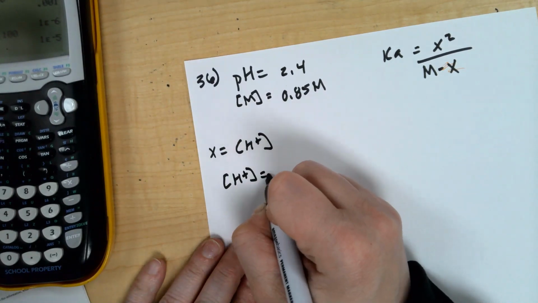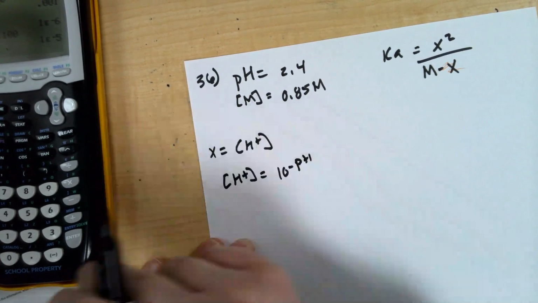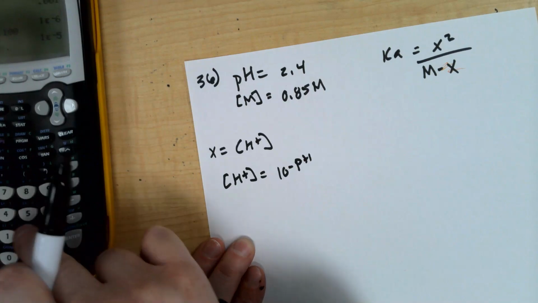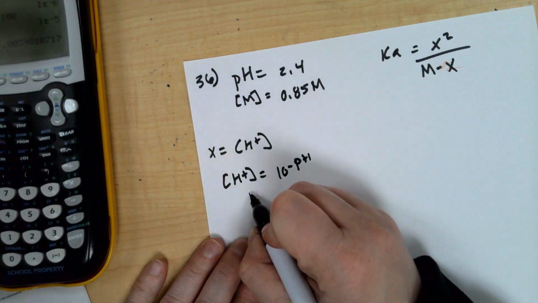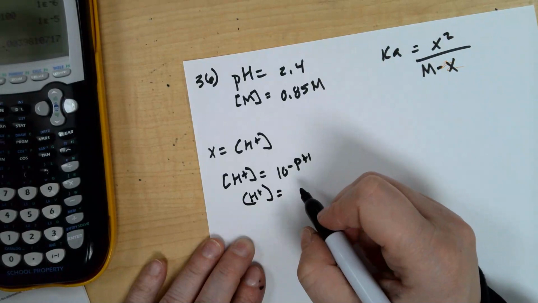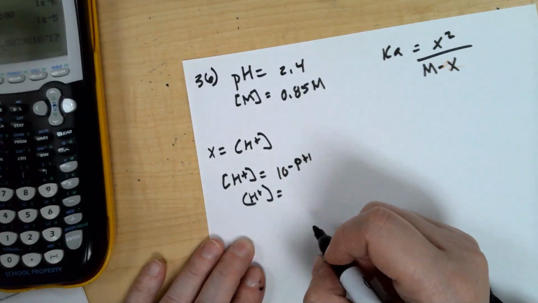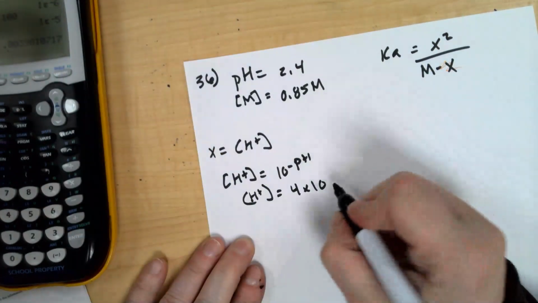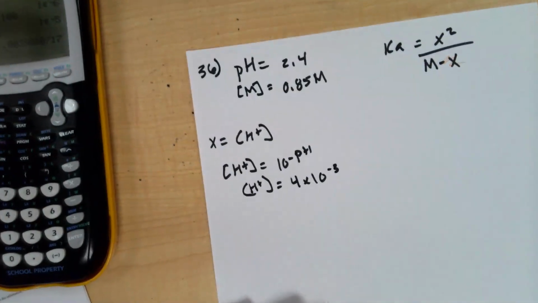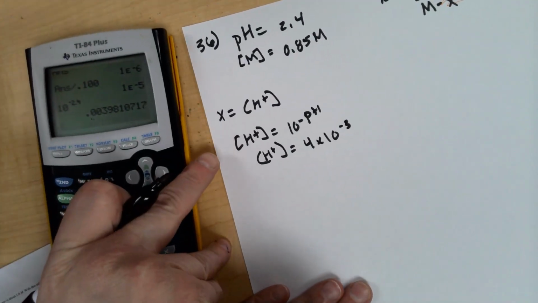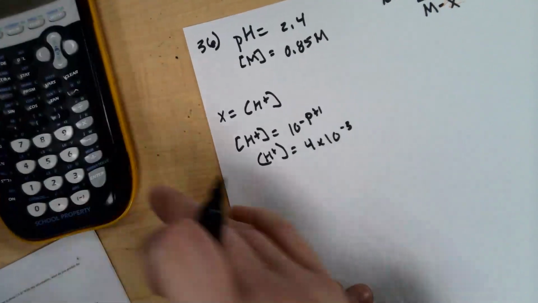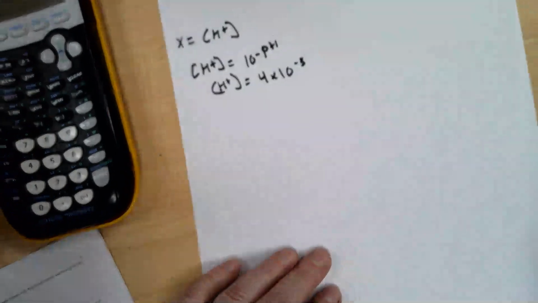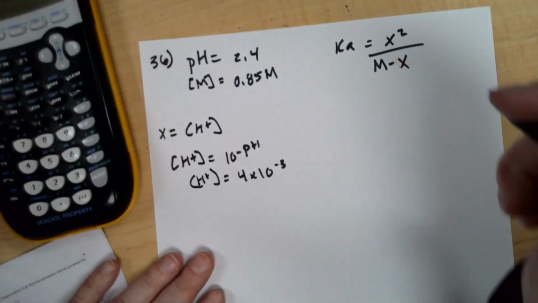We get our H plus concentration by doing 10 to the minus pH. So if I do 10 to the minus 2.4, that gives us, to 1 sig fig, 4 times 10 to the negative third power. Here's that in my calculator, 0.004. That's where I'm getting that number from. That's our x.